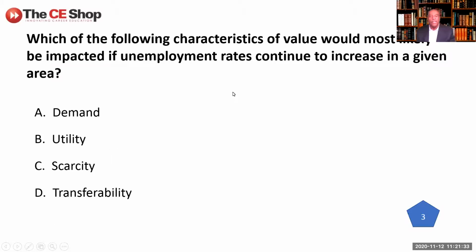Let's take a moment to answer a question. Which one of the following characteristics would most likely be impacted if unemployment rates continue to increase in a given area? If you answered demand, you would be correct. We know that if unemployment rates continue, then people are less likely to have income to purchase a property. Thus, demand would more likely fall.